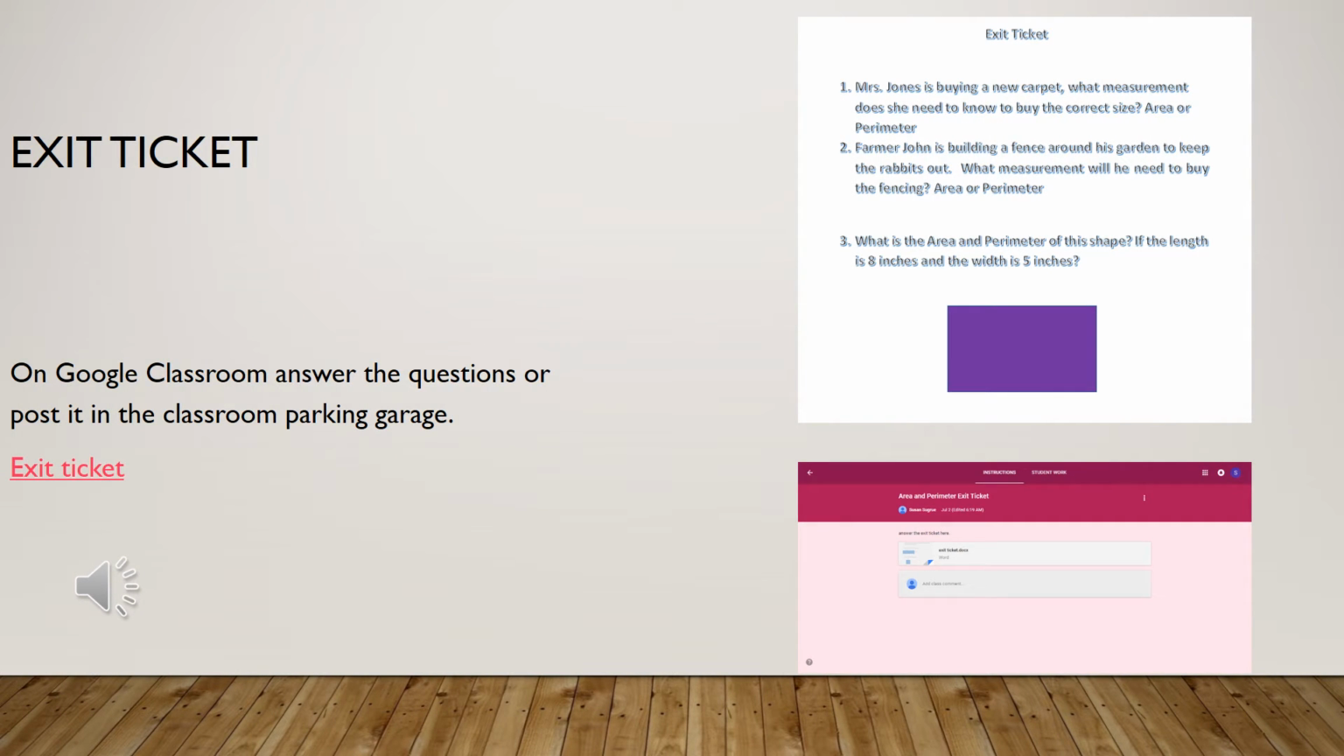Here's the exit ticket. The exit ticket is the assessment on the day's lesson to see how the students have been able to learn and use the concepts. The exit ticket has 2 word problems and 1 problem where they have to determine the perimeter and area of a shape. The exit ticket is also listed on the Google Classroom, where students can type in their answers, so they have a choice of how they are going to show what they know. They can also write it on a post-it and put it in the classroom parking garage.